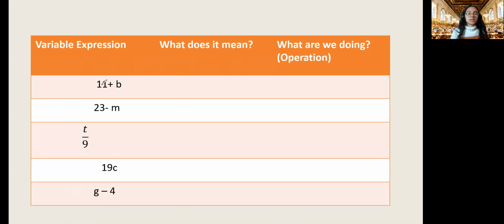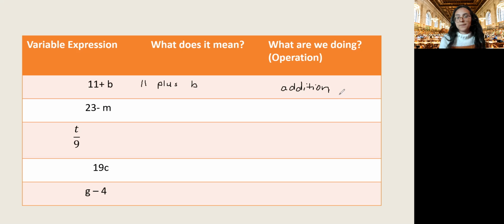For the first one, we see 11 plus b, and we're going to write just that, 11 plus b. And our operation will be addition. So we write addition, or if you just want to write something quick, it'll be plus. Our second variable expression will be 23 minus m. So we're going to write 23 minus m. And our operation is going to be subtraction, or you can just write minus.